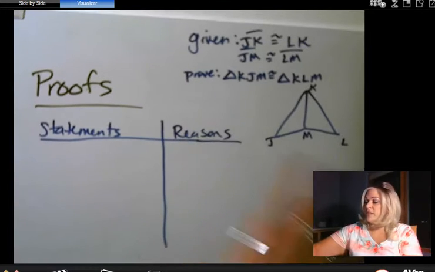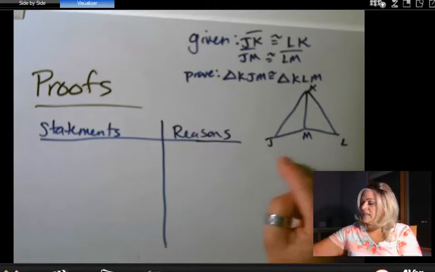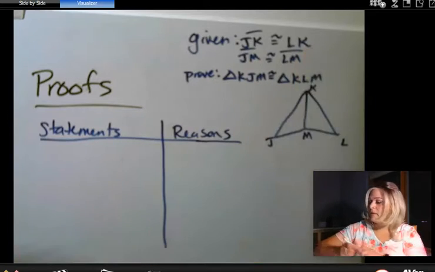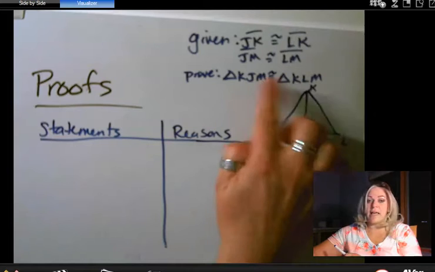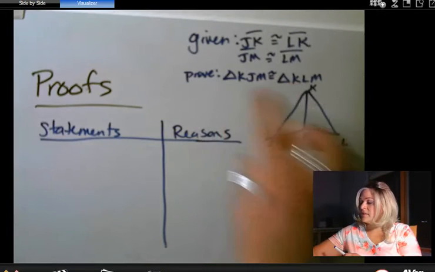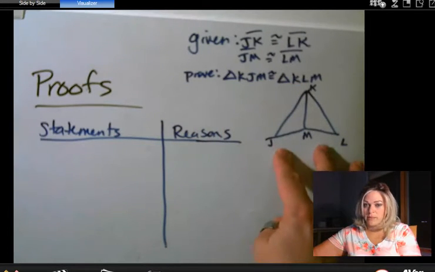Okay, here's our first proof. It says given JK is congruent to LK. That should have a segment above it. JM is congruent to LM. And we're going to prove that these two triangles are congruent.